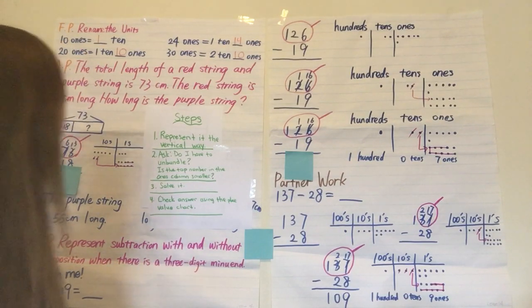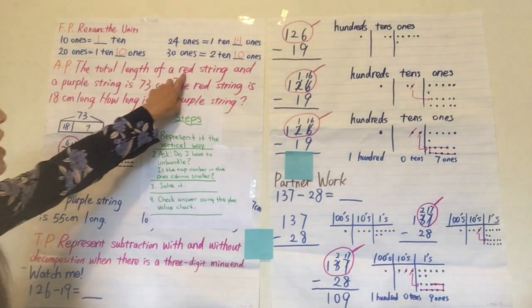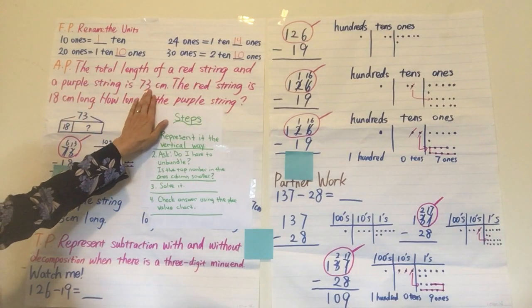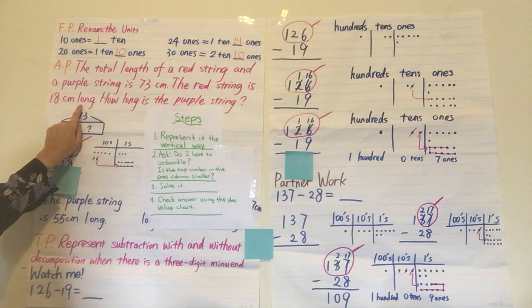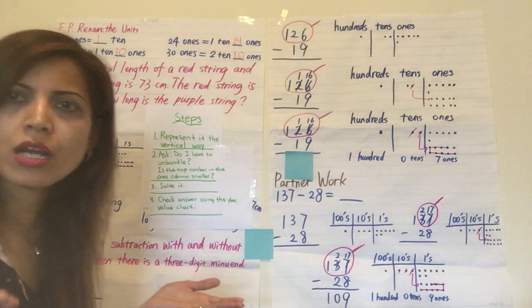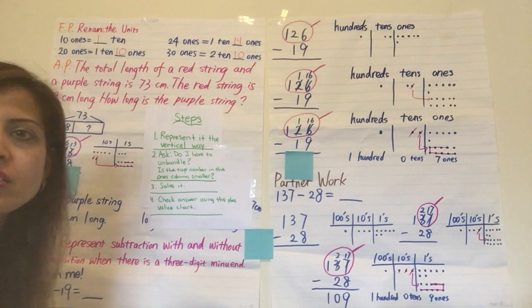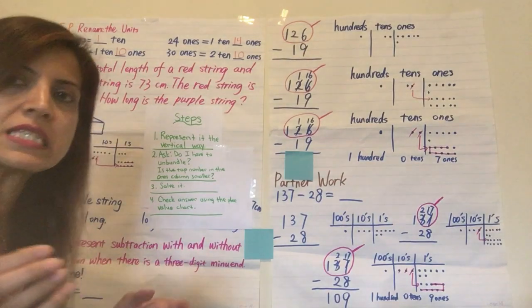So we have: the total length of a red string and a purple string is 73 centimeters. The red string is 18 centimeters long. How long is the purple string? I'll say that again. The total length of a red string and a purple string is 73 centimeters long. The red string is 18 centimeters. And how long is the purple string? So we have a missing number.